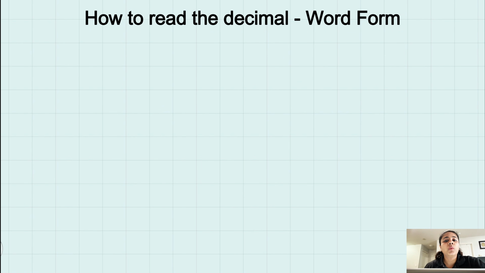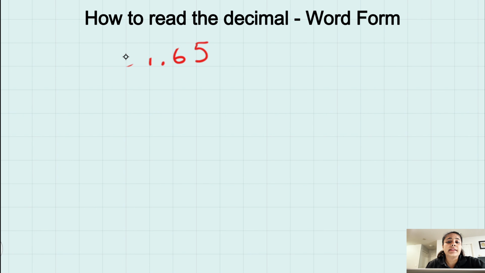Now we will understand word form, how to read and write the decimal. There are three types of forms in the whole number place value system, and those are the same three types in the decimal place value system. So first of all, the standard form is whatever the number is, for example 437.65. This is the standard form.